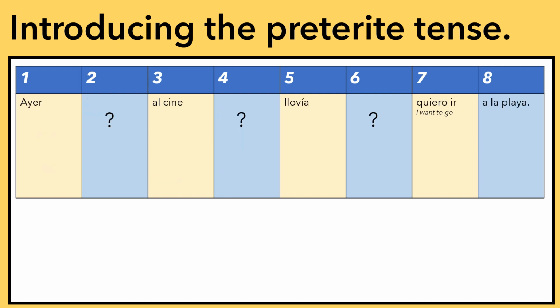And then the final thing that I quite like to do is get the students to guess what would go in there. So, ayer al cine llovía, quiero ir a la playa. Again, this will probably come later on when they're used to the sentence structures you're working with. But again, for that extra level of challenge in there.